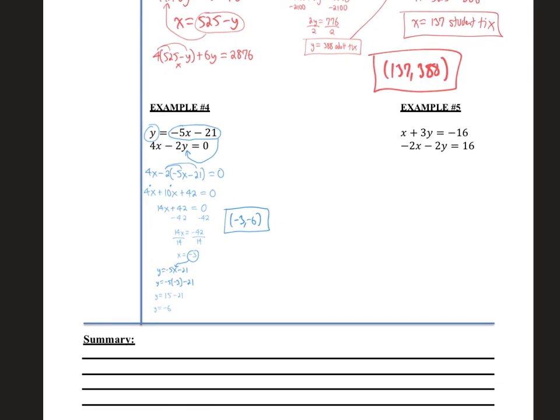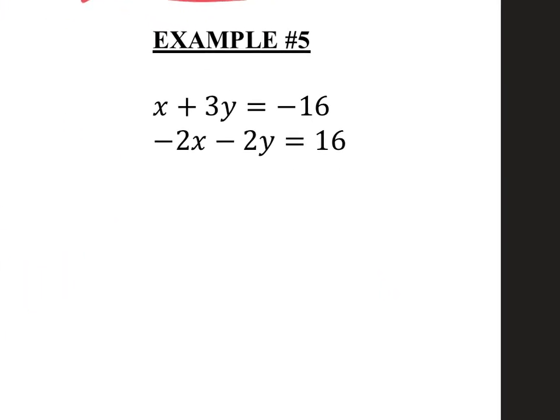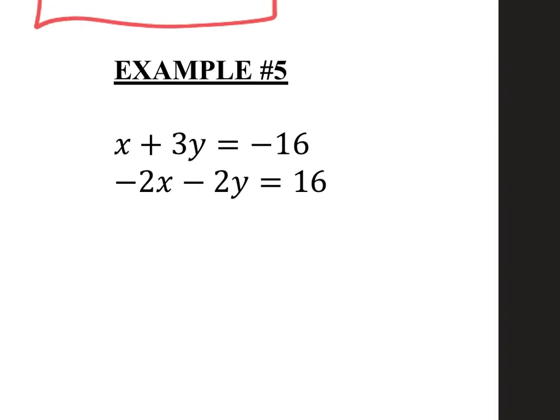All right, let's try example 5, last one of the day. So we have x plus 3y equals negative 16 and negative 2x minus 2y equals 16. We need to make sure that x or y is by itself right now. Is x or y by itself? The answer is no, we do not have x or y by itself. Which one would be easier to get x or y by itself for, the top or the bottom? Hopefully you said the top because we have a 1x right here in the front. So I'm going to subtract 3y from both sides to get x by itself.